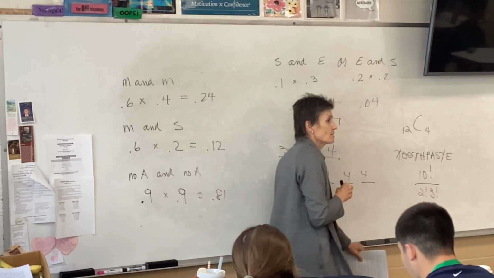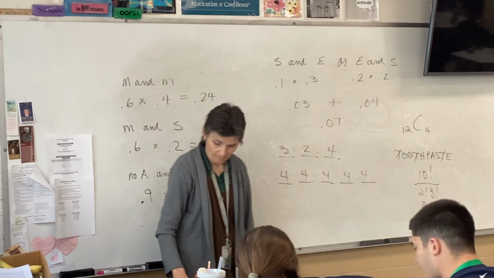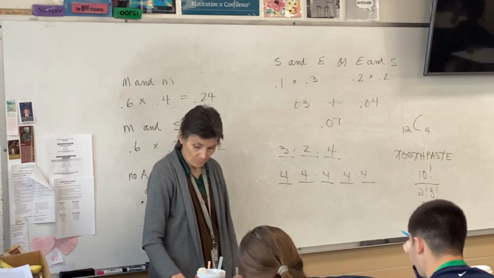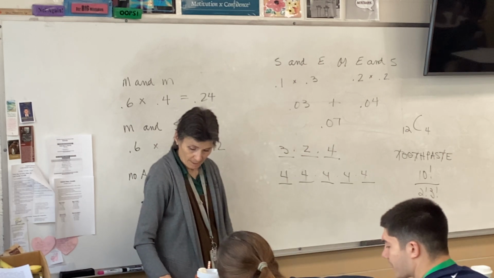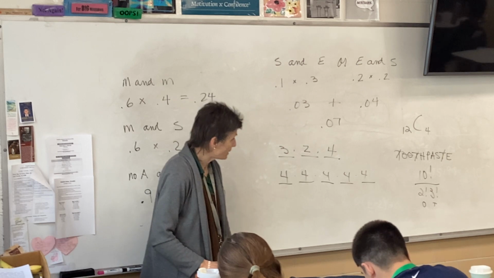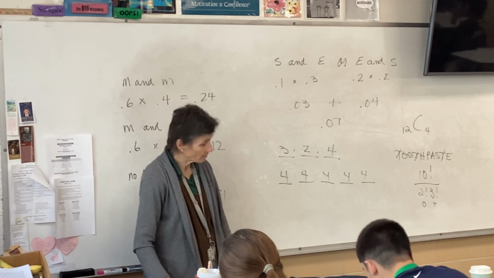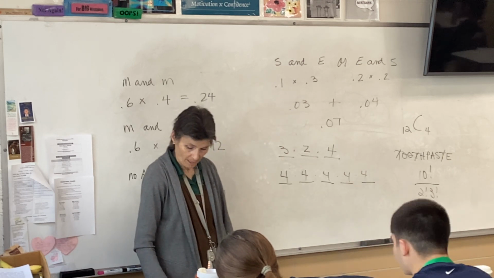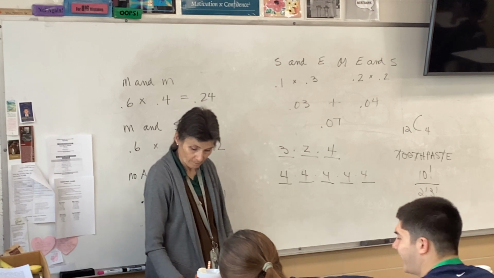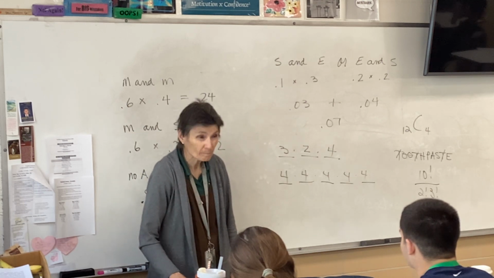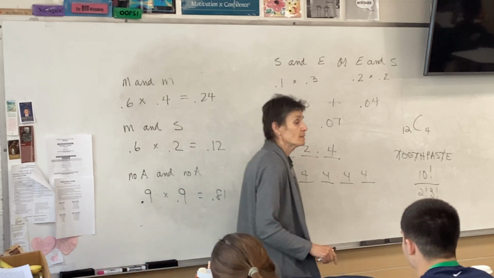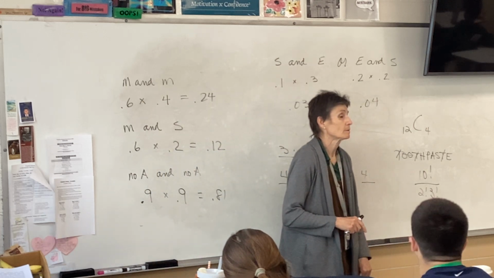So then I go to my calculator, and I do 10 factorial divided by 2 factorial divided by 3 factorial. You should get 302,400.